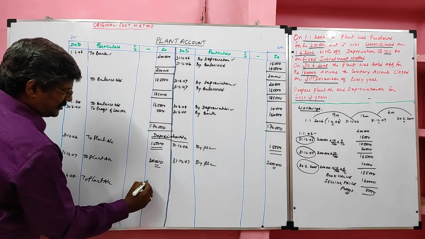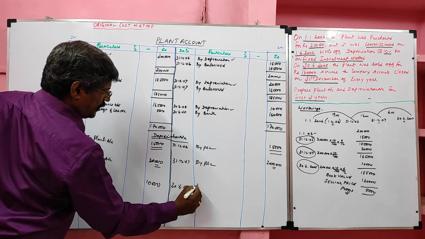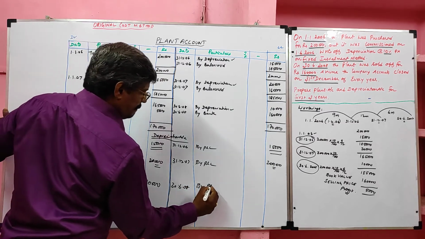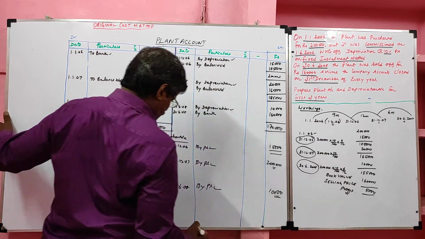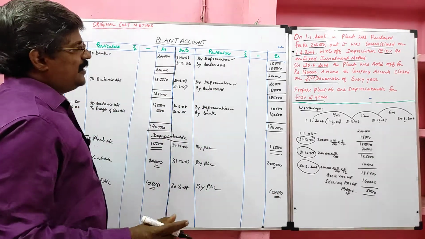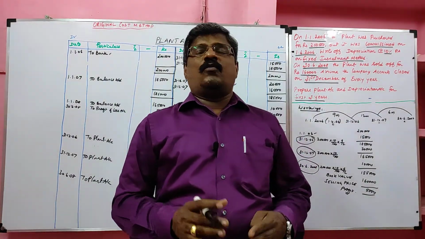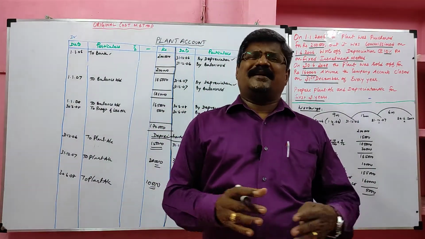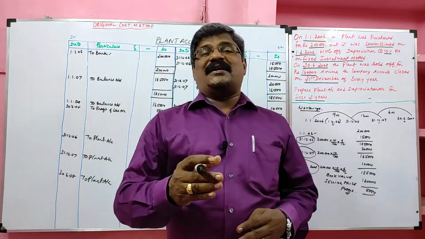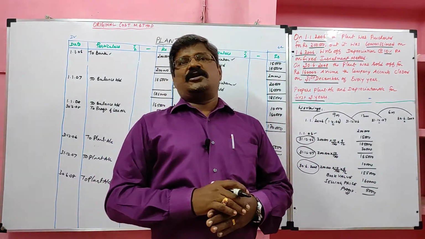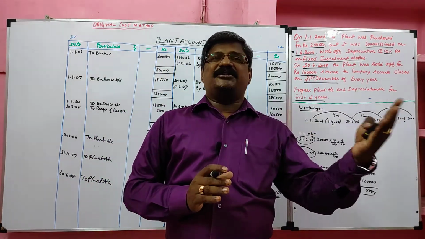Value third year depreciation is 10,000. Immediately on the same date it should be credited to the plant account, and debited to the profit and loss account, 10,000. Students, here in this problem we learned one new concept. That is, the plant was purchased on a different date and started to be used on a different date. So we should calculate depreciation not from the purchase date but from the commission date.